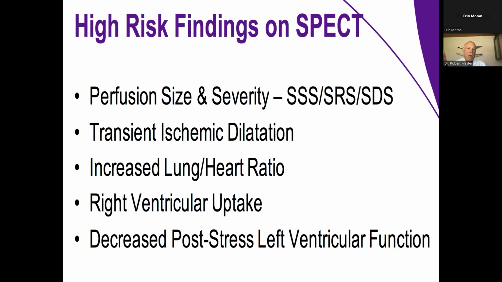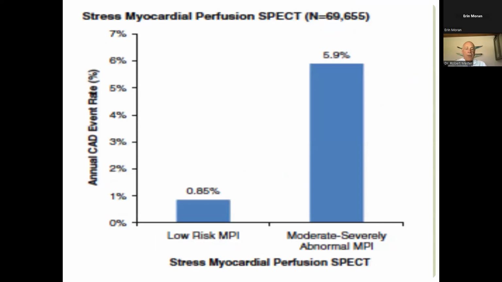So, you can actually measure left ventricular function now from a nuclear study. If the ejection fraction is down after exercise compared to baseline, so someone has a normal resting ejection fraction but post-stress it's decreased, it again indicates a case of multivessel or left main disease. Next slide. So very simply, low risk myocardial perfusion scan versus a moderately severe one, much higher risk. Next slide.